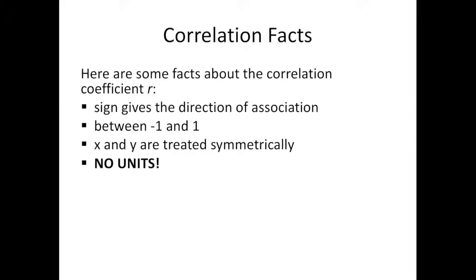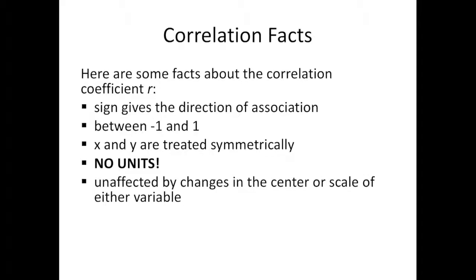Once again, there are no units involved in R, and it's unaffected by changes in the center or scale of either variable. And we must remember that it measures linear association, right? If I look at a scatter plot and I see that the shape of the scatter plot is quadratic or exponential or periodic, I could go and calculate this quantity, but it's going to have no meaning. I only assign it meaning when I see that the shape of the scatter plot is linear.